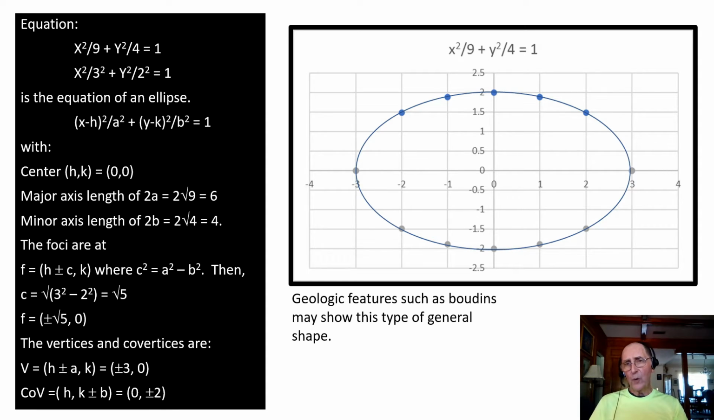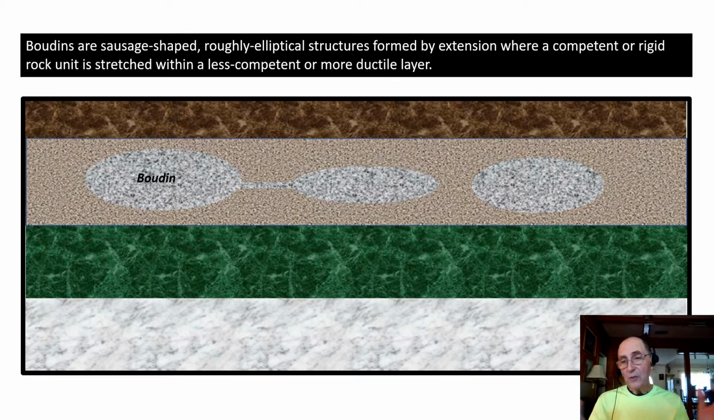Let's look at our third equation. x squared over 9 plus y squared over 4 is equal to 1. Now that's the equation of an ellipse with a major axis length of 6 and a minor axis length of 4. And you may ask, where do we find elliptical shapes in geological landscapes or in nature? Well, I can think, for example, of boudins.